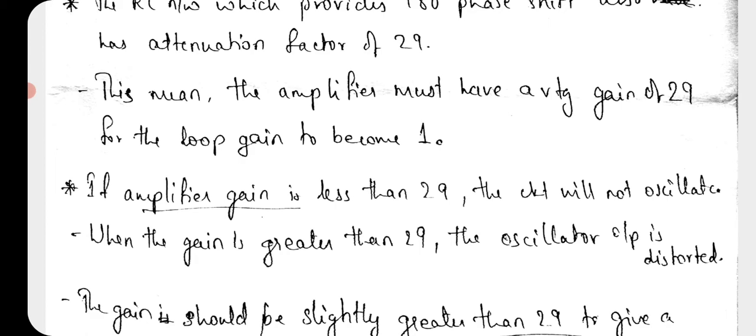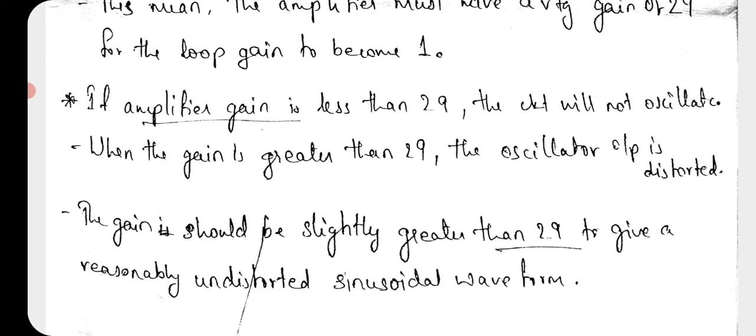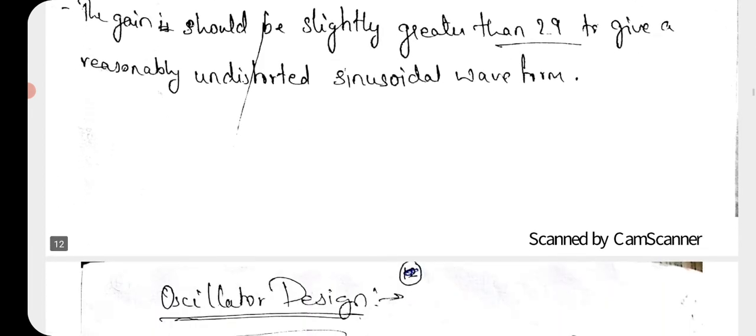Okay. So when the gain is much greater than 29, the oscillator output is distorted. Means when your gain is just greater than 29, there is a chance that the oscillator output will be produced, but it gets distorted, means disturbance will be there. So the gain should be slightly greater than 29, at least a little more than 29, so that oscillations can sustain and there is no disturbance in your output sinusoidal waveform.